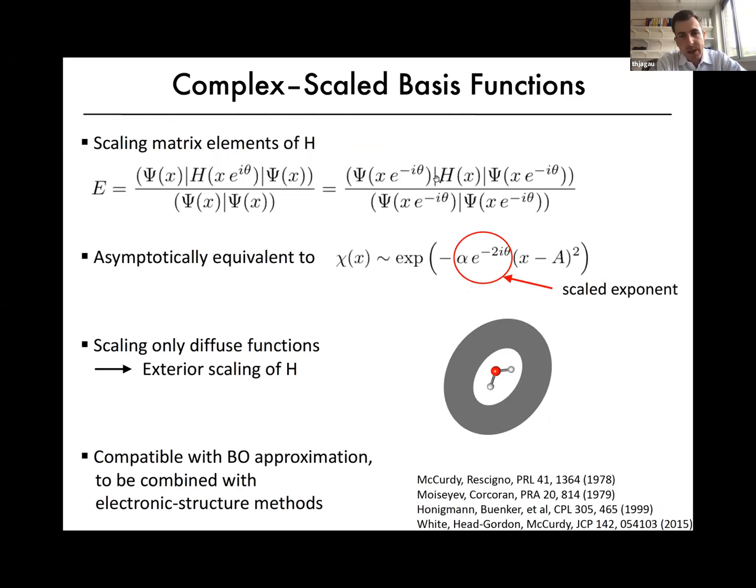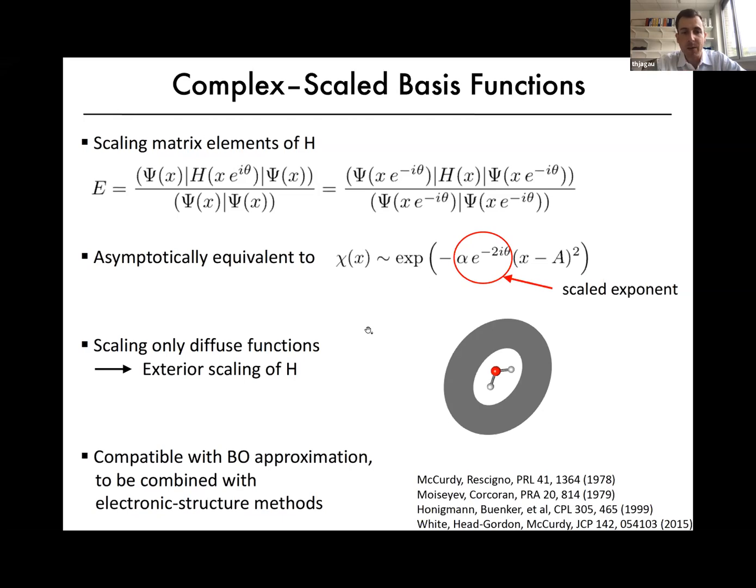So from here to here, we have just done a single coordinate transformation. So here we scale the basis in which the Hamiltonian is represented instead of the Hamiltonian itself. And that can then be further rearranged. These basis functions which have a scaled coordinate can be further rearranged to basis functions with a scaled exponent. And that is then a method that is easily implemented, because you just have to teach your quantum chemistry software how to handle complex valued exponents.